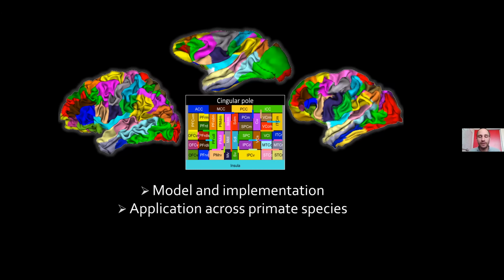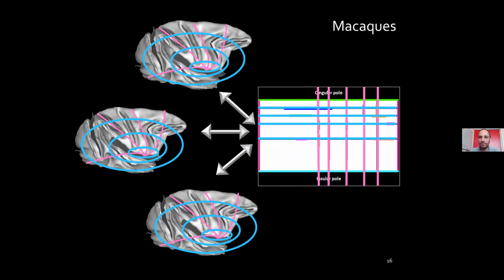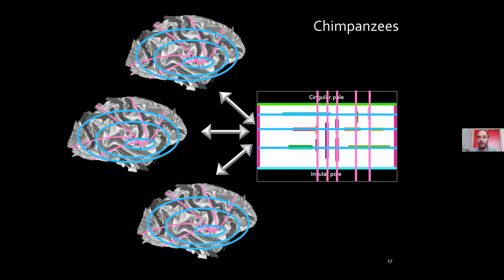Okay, so that's the idea, the model and its implementation, and then I will spend the rest of the time showing some applications to other species. So that's what I presented to you: how we can do that for humans. It's quite intuitive that we can do exactly the same for macaques. Basically, we will flatten the brains and define a new, different model, and we can do the same for chimpanzee and for any primate species and maybe others.